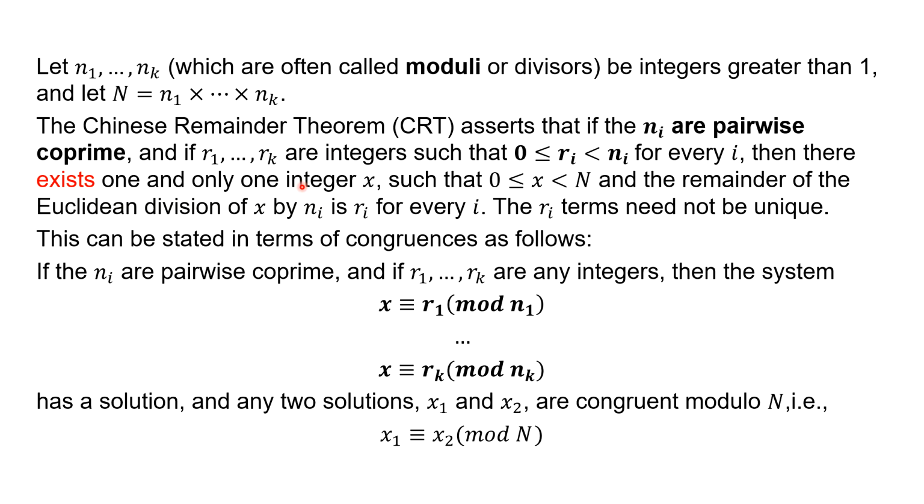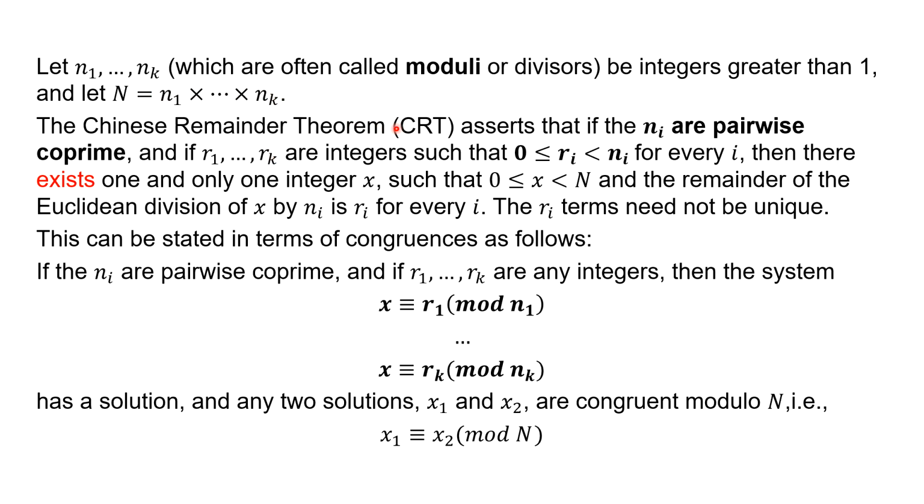I have it stated two different ways. One is a little bit more wordy, and then one is more equation oriented. So the conditions are we have n sub 1, n sub 2, all the way up to n sub k integers, which we call moduli, and they're greater than 1. And let N be their product.